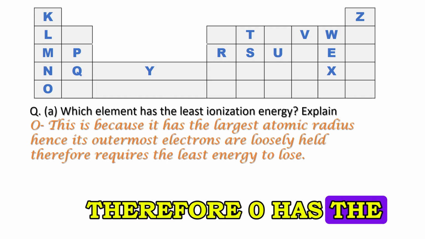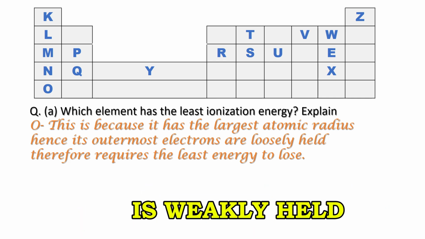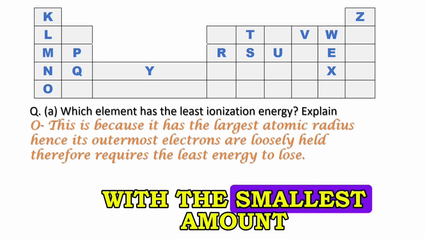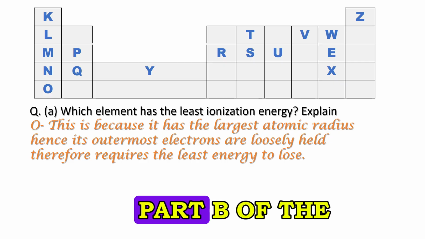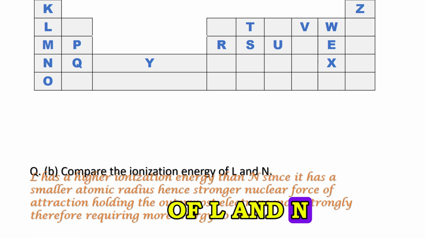Therefore, O has the least ionization energy because its outermost electron is weakly held and can be removed with the smallest amount of energy. Part B of the question asks, compare the ionization energy of L and N.